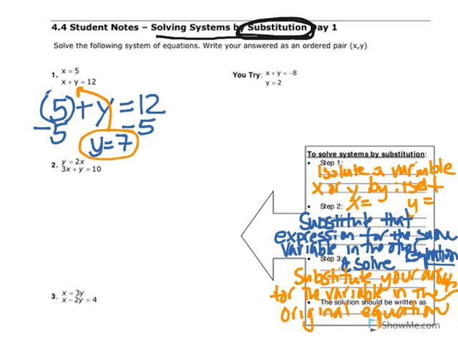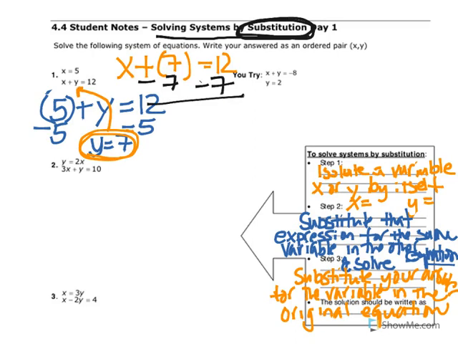So we're going to substitute the answer for the variable in the original equation. So here's our answer, y equals 7, and we're going to substitute that for y in the first equation. So now instead of x plus y, we're going to say x plus 7 equals 12. Now how do I solve for x? Let's subtract 7. And we get x equals 5.